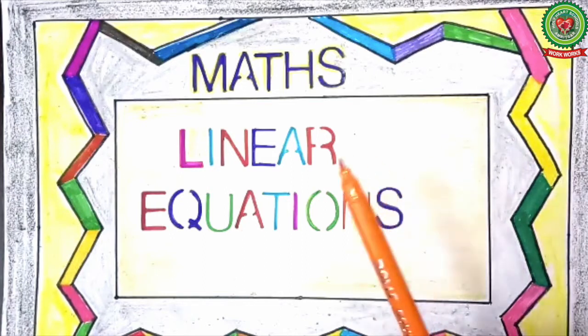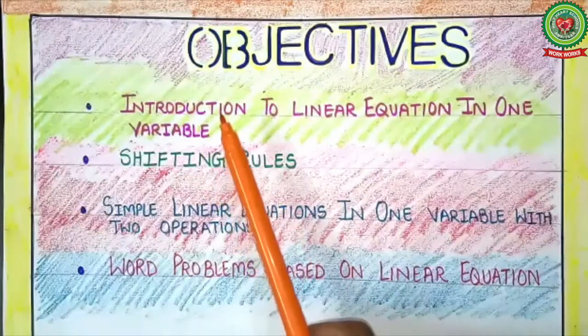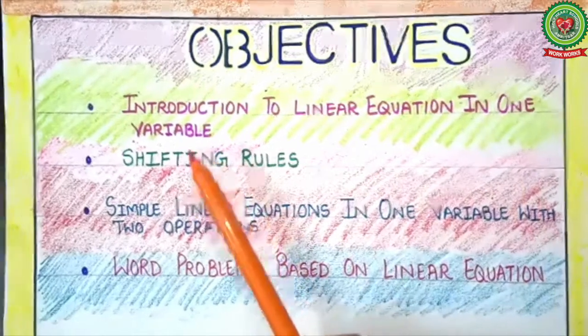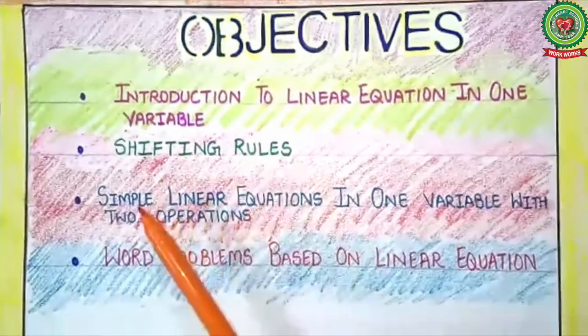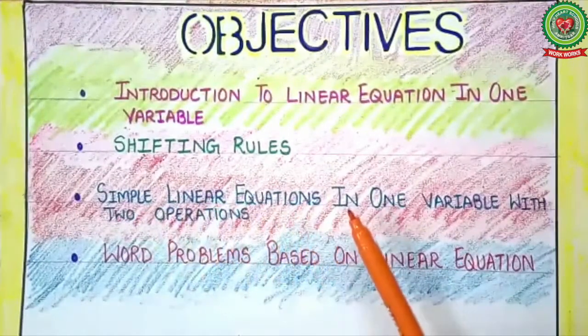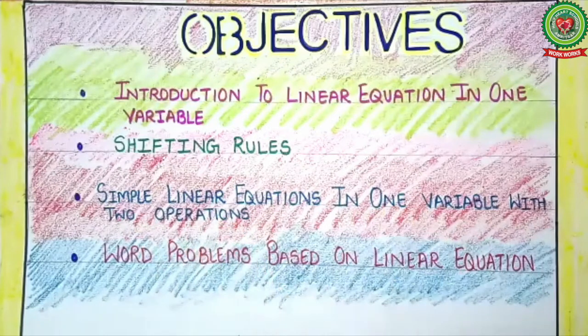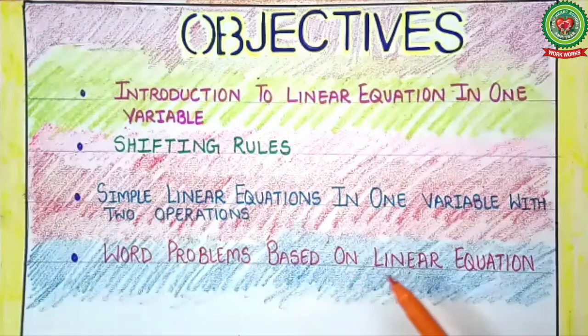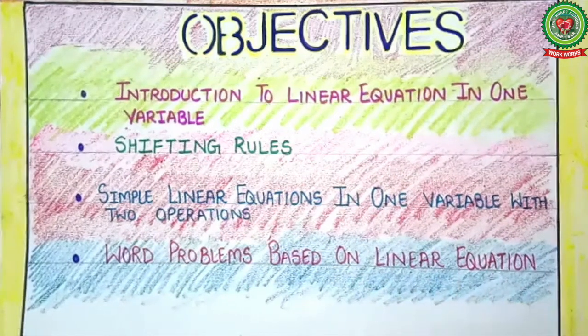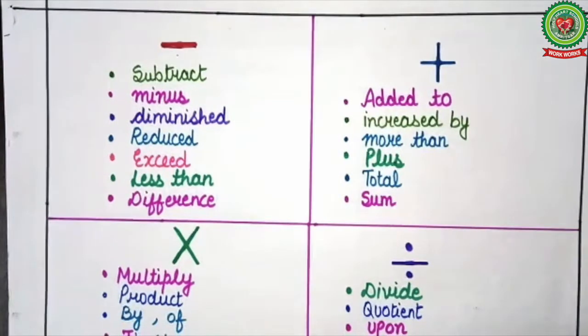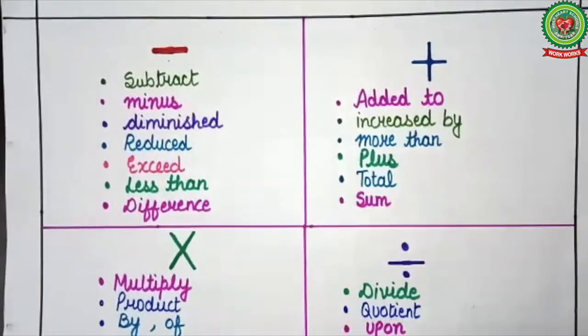In the chapter linear equations, we have already done introduction to linear equation in one variable, shifting rules, and simple linear equations in one variable with two operations. Now, today we will continue with word problems based on linear equation. Students, as we know, while solving word problems, reading of the statement is very important.